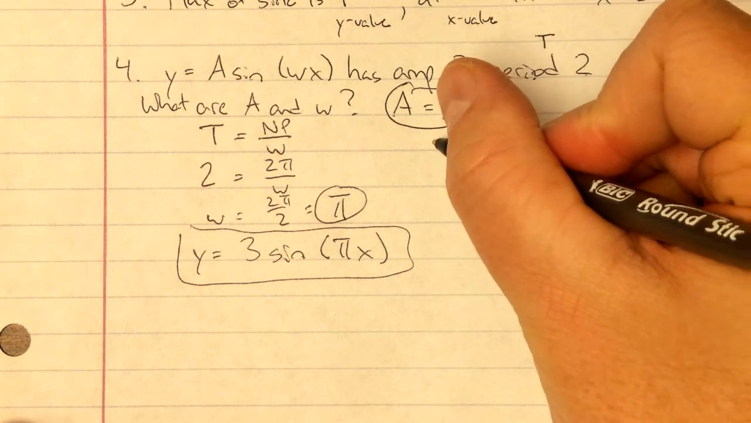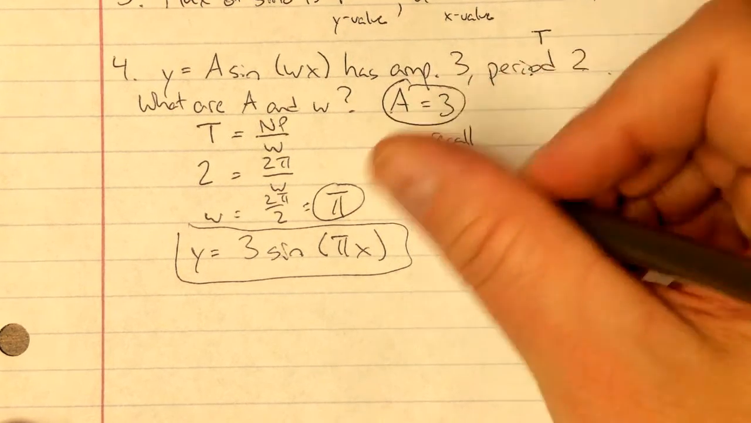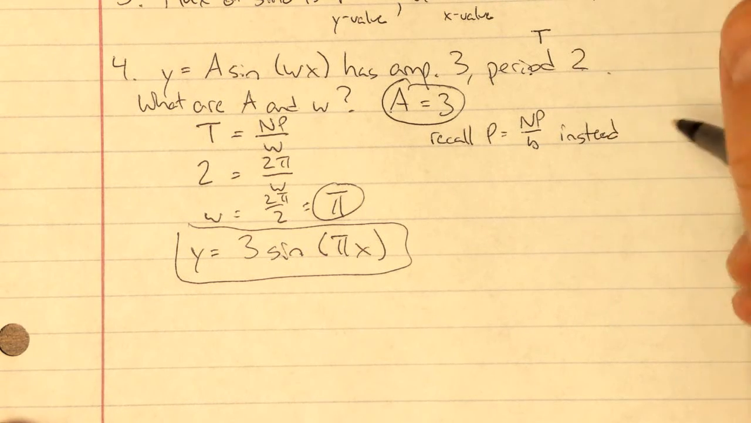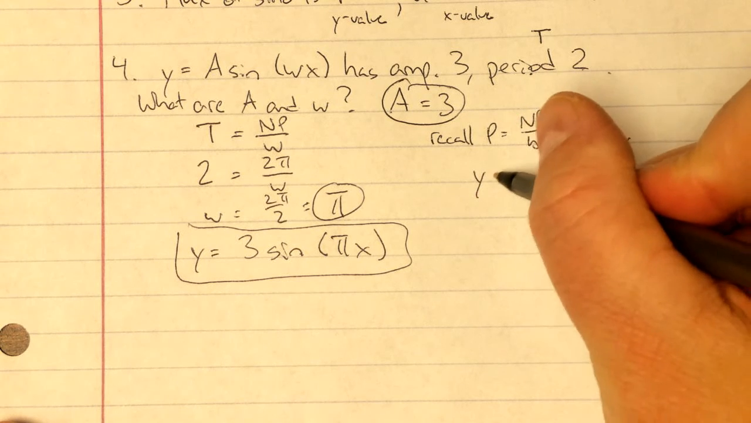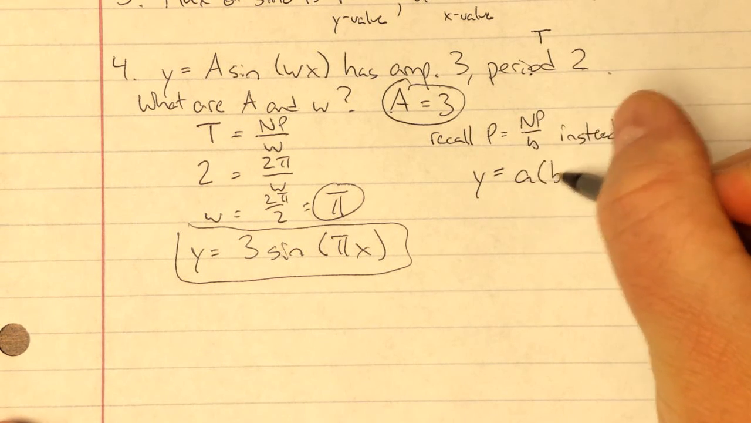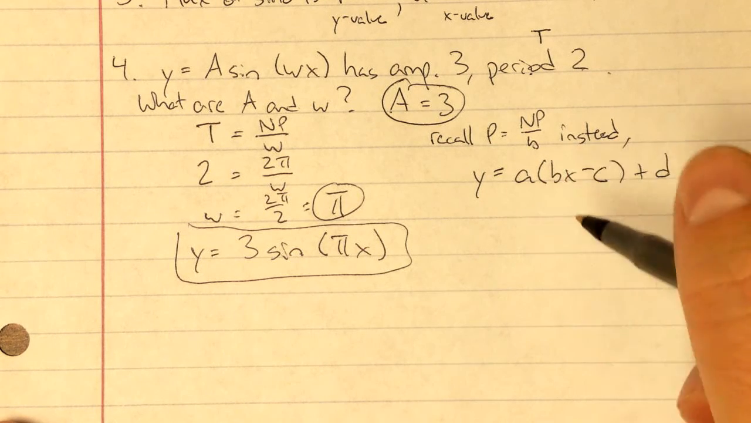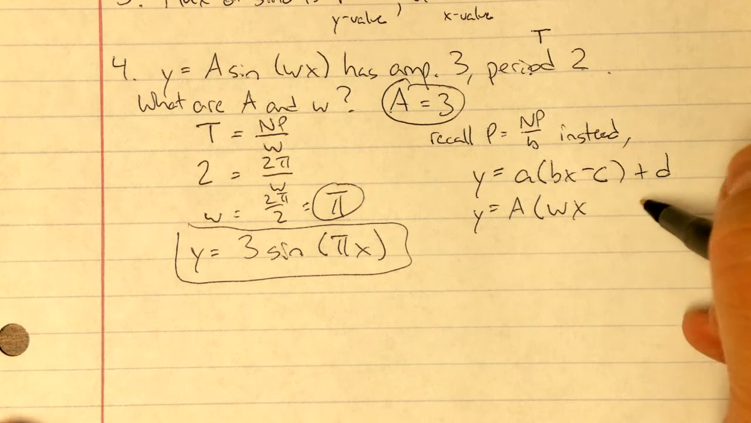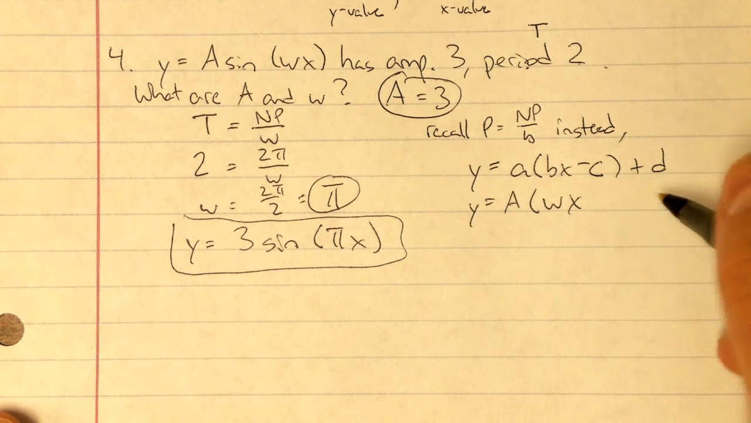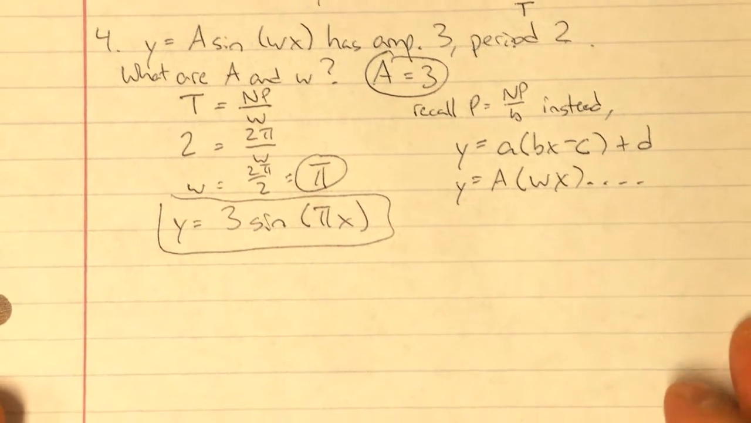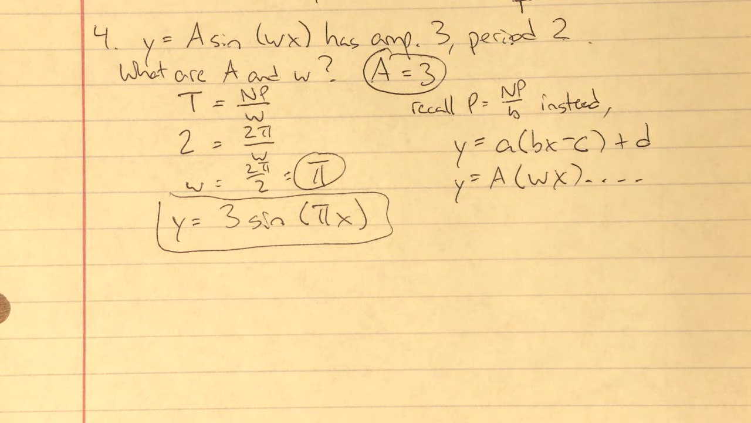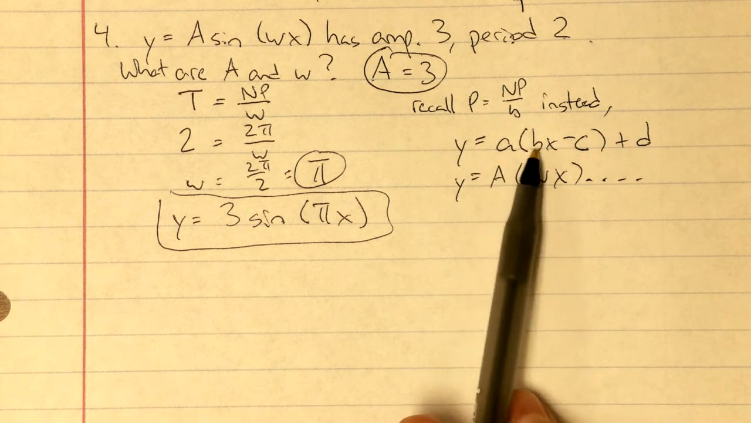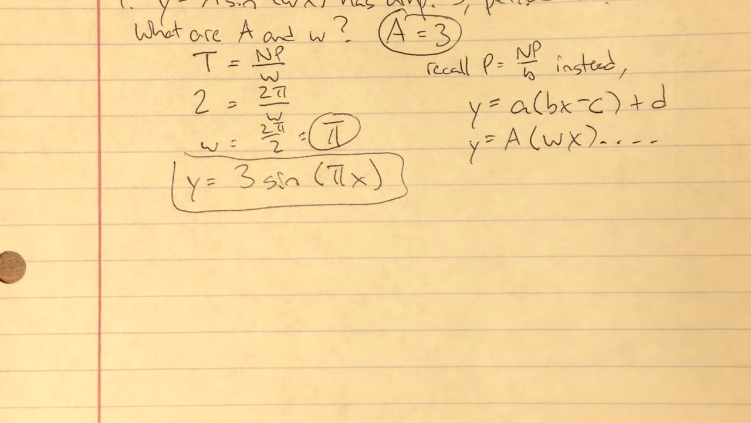Just over to the side, this is from your notes. Recall you could have used P equals 2 pi divided by B instead. And you could have said y equals A times (Bx minus C) plus D instead of y equals A sine wx. And I'm not going to fill in this other part, but I believe it's like a minus phi and so forth. So I'm just going to do a dot, dot, dot right there. So, like I said earlier, your textbook uses the T, some textbooks use the P, and the A, B, C, and D. Any questions?